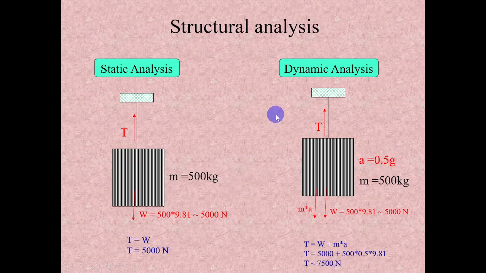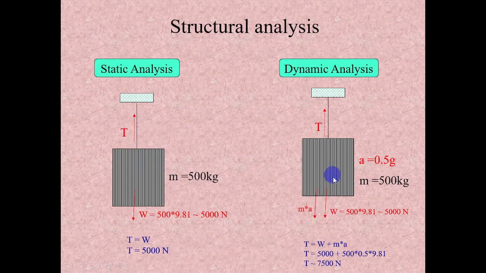Now the importance of dynamic analysis in this case: if we consider the same lift and analyze it as a static analysis, neglecting the inertia force, the tension developed is only 5000 Newton. Since the lift is moving with a considerable acceleration of 0.5 times gravity, the force developed is 7500 Newton. If you see the difference, it is almost a 50% increase. That is why dynamic analysis is important when the object or mass is moving with some considerable acceleration or velocity; then definitely we should go for dynamic analysis. Otherwise, if we consider static analysis, the differences are too much.